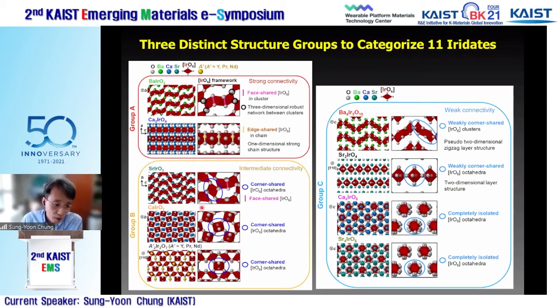But group B is corner-sharing. Basically, there is one face-sharing connectivity, but the other two are corner-sharing. So the connectivity is just intermediate. But for group C, as you can see in the calcium and strontium iridate, there's no connectivity at all. So after such calcium and strontium dissolution, there's no connection at all. That means a strong collapse is anticipated after calcium and strontium dissolution.